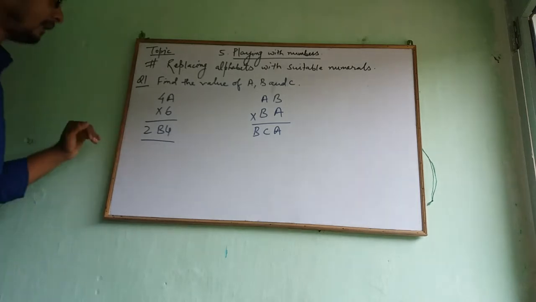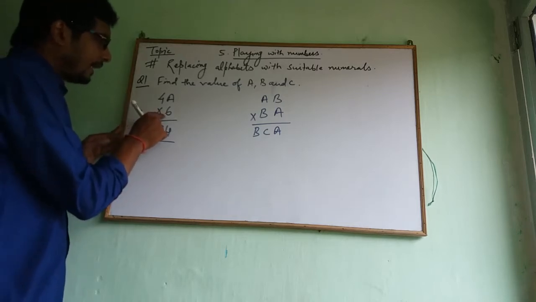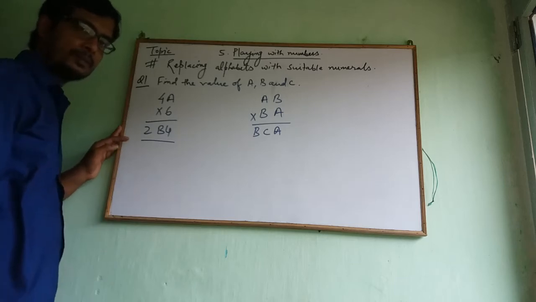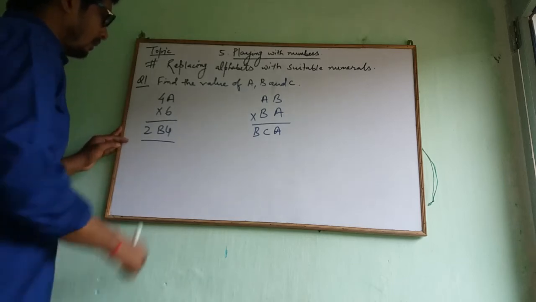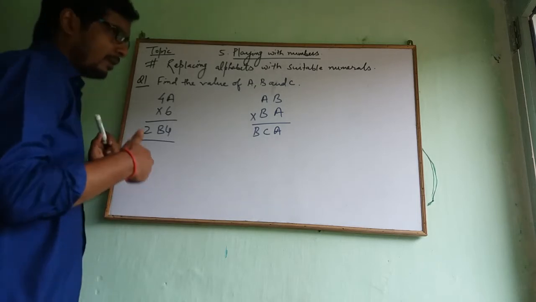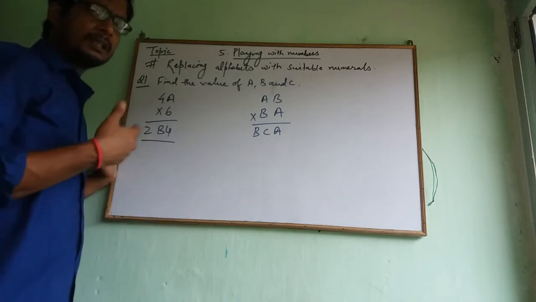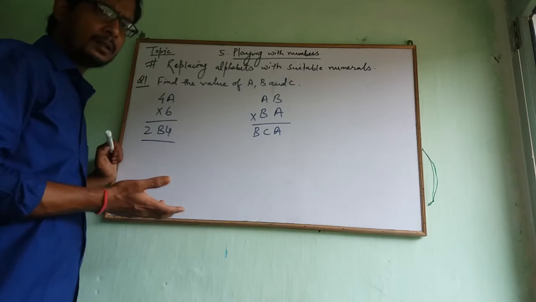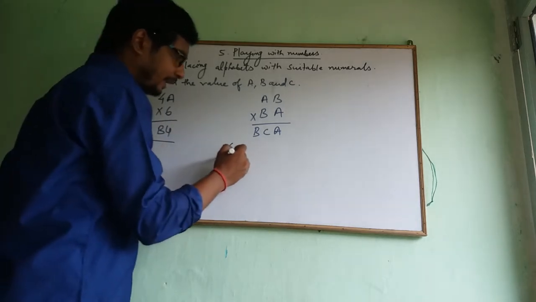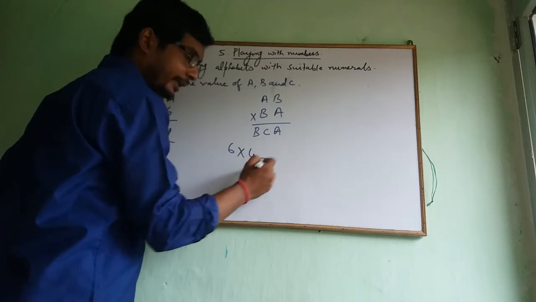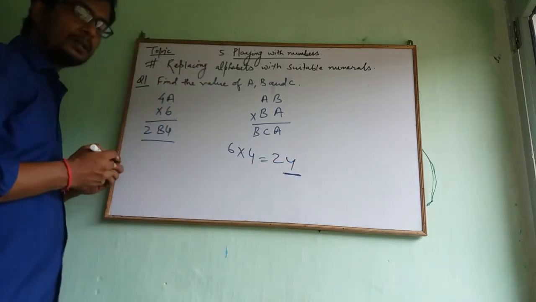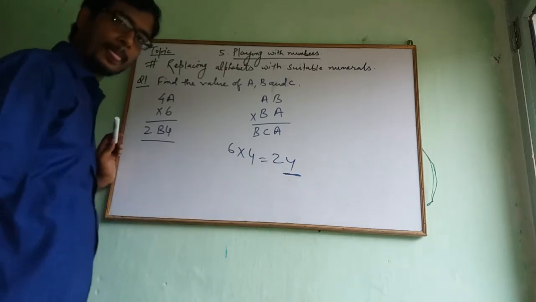Now you can see here that when I multiply 6 with a, my unit digit becomes 4. So let's see, when I multiply any number with 6, whether the unit digit becomes 4 or not. When I multiply 6 with 4, it becomes what? 24. Now here you can see you got a unit digit, that is 4.